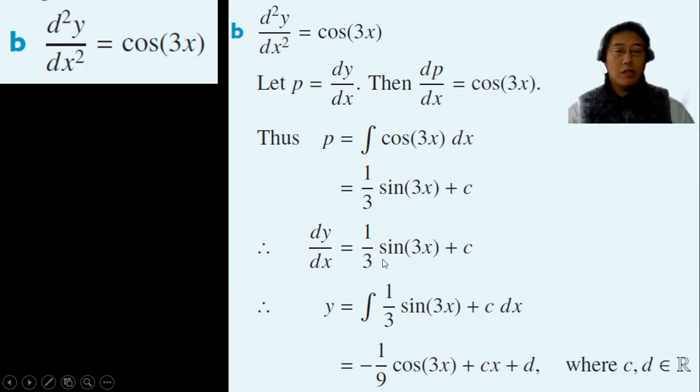And what you would need to do is anti-differentiate again. So because it's sine of 3x, it will have a 1/3 here times the 1/3, that gives you 1/9, and the antiderivative of sine is a negative cos. The constant c, when you anti-differentiate, will become a linear term, so cx, and you have anti-differentiated, so you will have a plus d, which is your constant.